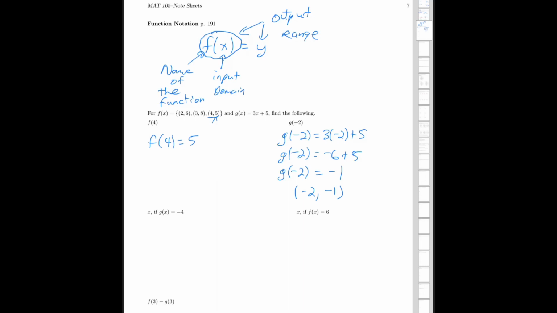Similarly, if we know the output but want to find the input, we simply work backwards. So if we know that g of x equals negative 4, but I want to know what x is, I take my equation for g of x, and I replace g of x with negative 4, and I solve for x. So subtract 5 from both sides, and then divide by 3. And we get that negative 3 equals x.